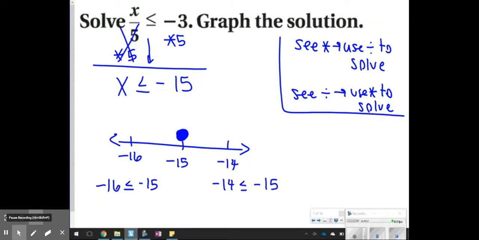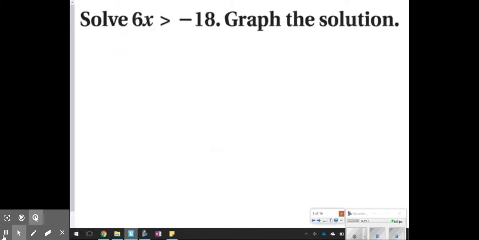Okay, -16 is less than -15, so I am going to point to -16 on this one. -14 is not less than -15, so I wouldn't point to that direction. Okay, so that's just, again, if you see multiplication, you're going to use division to solve it.